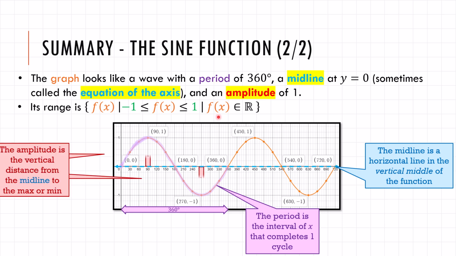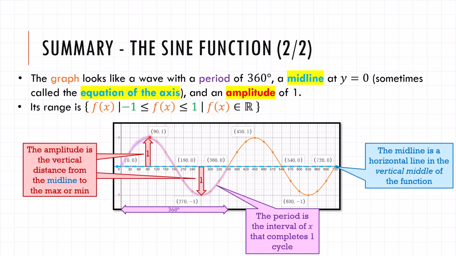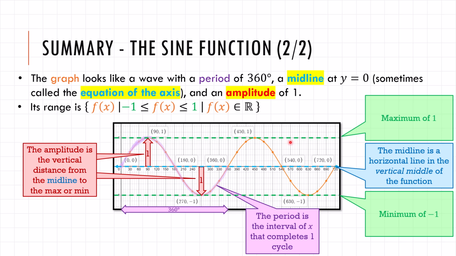The amplitude is the distance from the midline to the maximum or from the midline to the minimum. We always express that positively. And in this case, it has an amplitude of 1. Finally, the minimum is -1 and the maximum is +1. And that's how we get the range of the function.